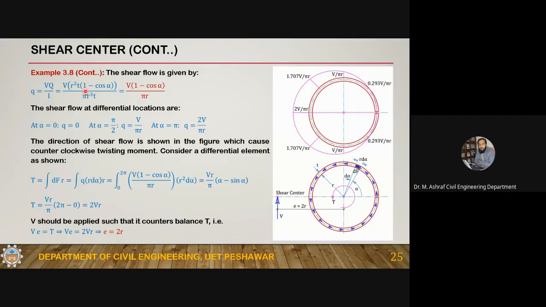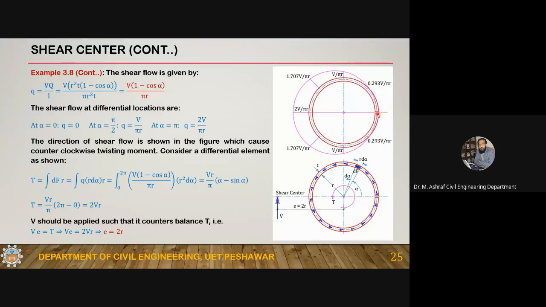And then the shear flow q is equal to VQ by I. V is this one, Q from the previous slide, and I is pi r cube t. So this is V into 1 minus cos alpha divided by pi r. Okay. So this is the shear flow variation in terms of alpha, because this is a circular section. So in the case of a circular section, you can have the value of alpha.